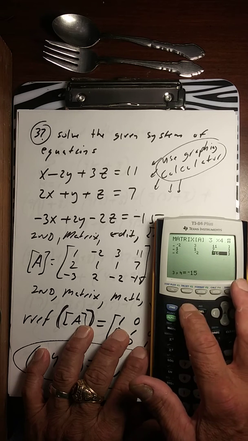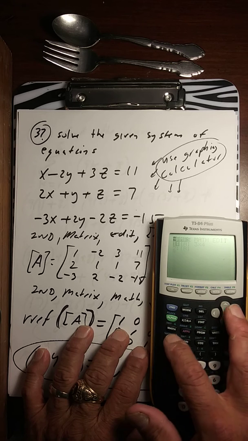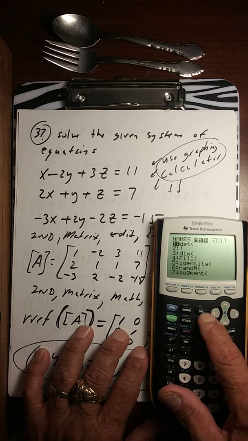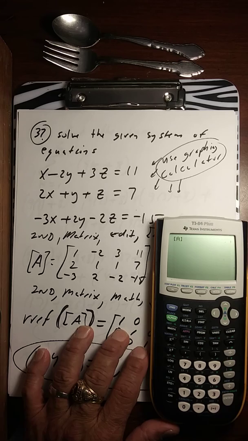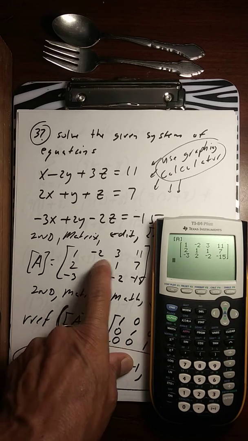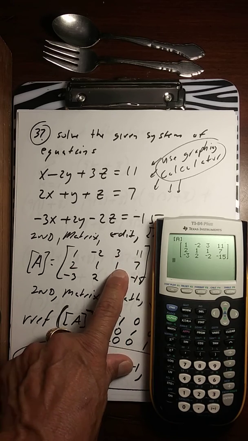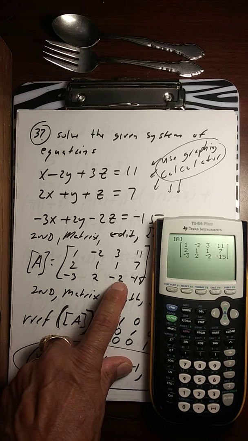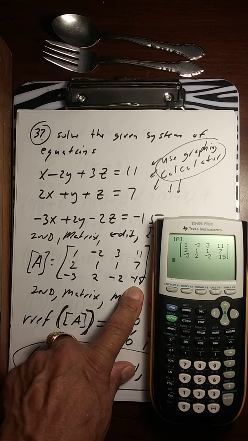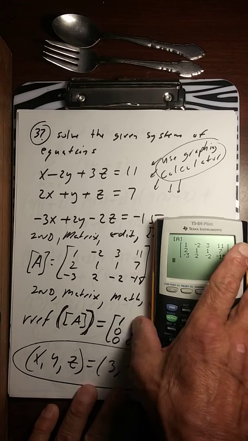Okay. So now second matrix. Let's see if it looks good or not. Let's just look at it. All right. So we have 1, -2, 3, 11, 2, 1, 1, 7, -3, 2, -2, and -15. Are those numbers good? Yep, they're good.